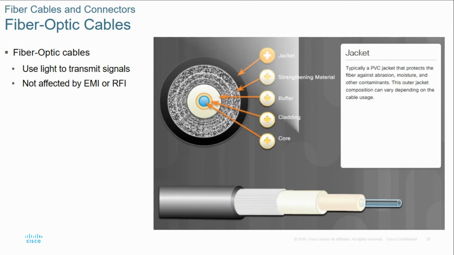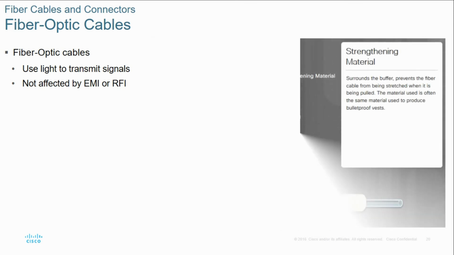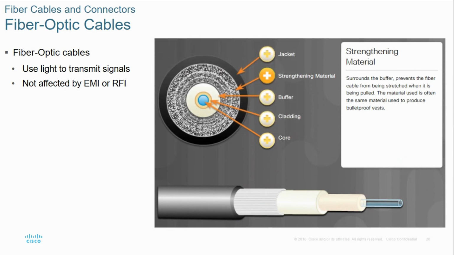First is the jacket. Typically, a PVC jacket protects the fiber against abrasion, moisture, and other contaminants. This outer jacket composition can vary depending on the cable usage. Next, we have the strengthening material. This surrounds the buffer and prevents the fiber cable from being stretched when it is being pulled. The material used is often the same material used to produce bulletproof vests, and that is Kevlar.